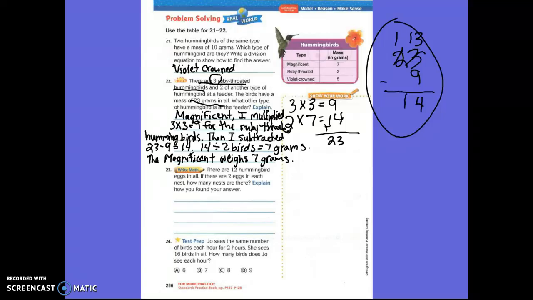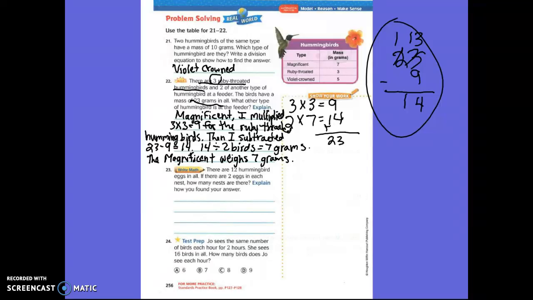Read it. There are 12 hummingbird eggs in all. If there are 2 eggs in each nest, how many nests are there? Explain how you found the answer. How do you want to work this out?